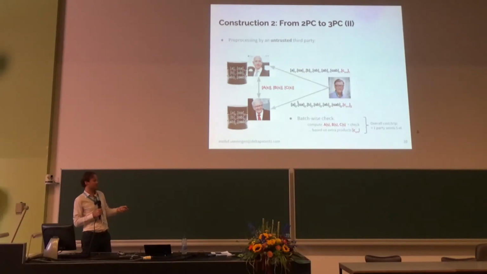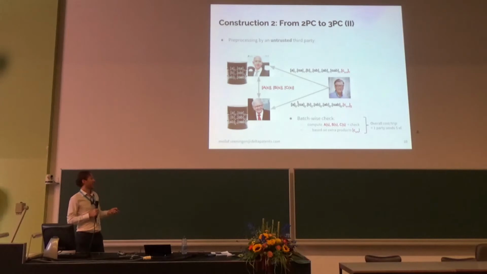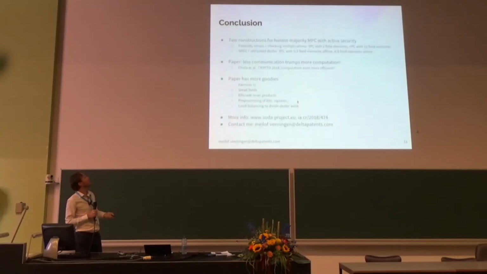And basically what you end up with is that pre-processing a single multiplication triple and checking that it's correct essentially costs 5 field elements, or 5 values that need to be sent by a single party. So that's the second construction.